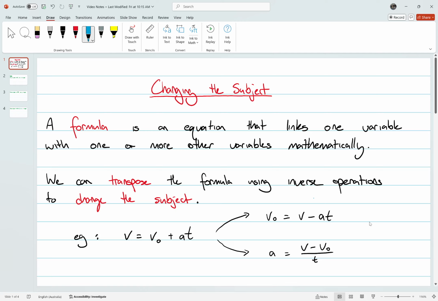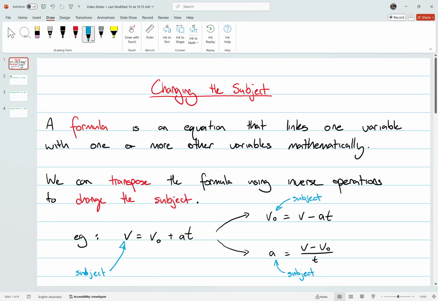And what we mean by subject is that in our formula, one variable will be by itself on one side. That is the subject. Looking at this example at the bottom, that V is the subject because it's by itself. So V equals a bunch of other things on the right side. And we see here, by using inverse operations, if I subtracted at to the other side, I would now have V0 as the subject. Or if I subtracted the V0 and then divided by t, I would make a the subject.